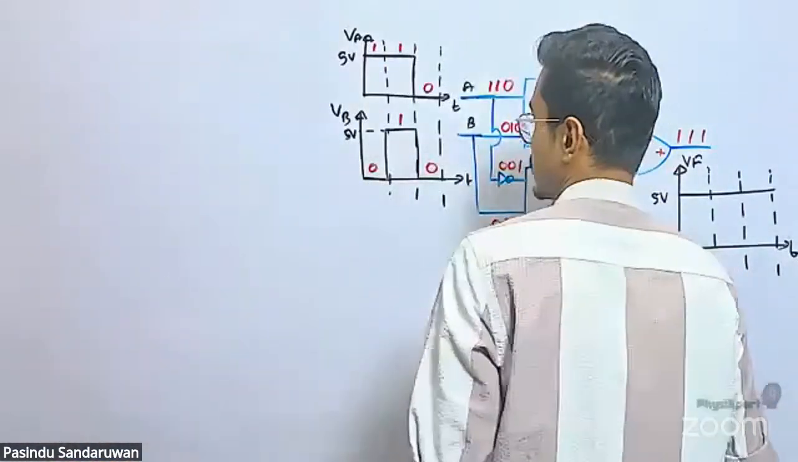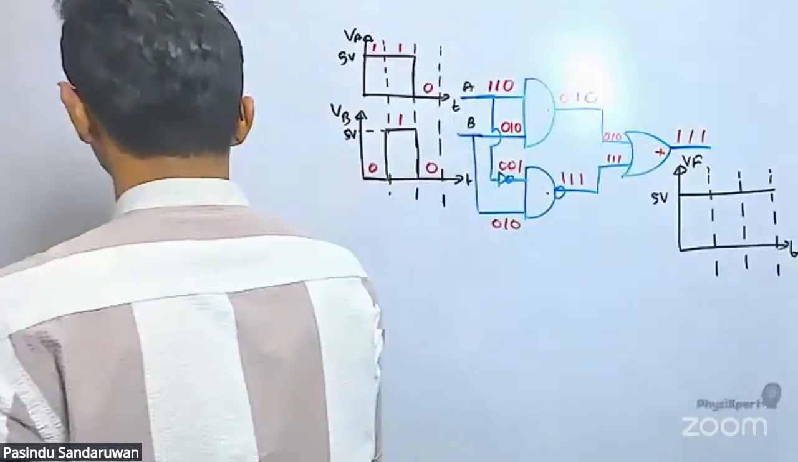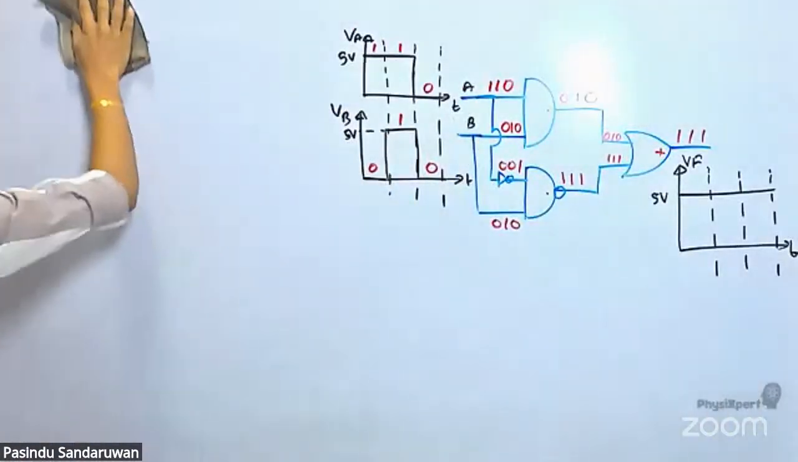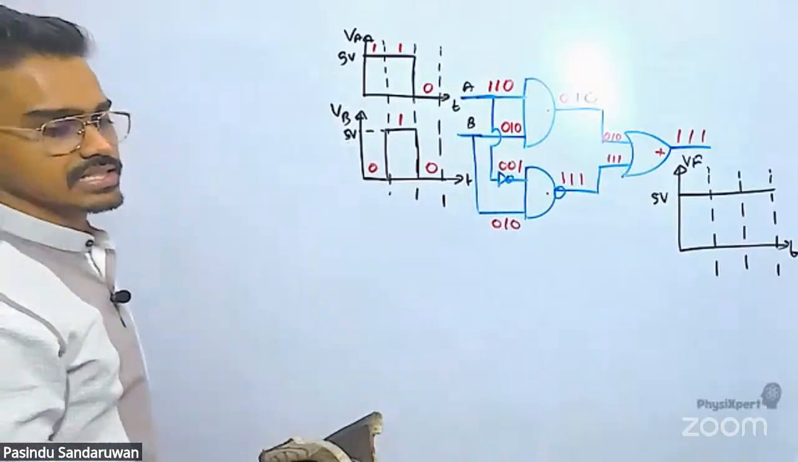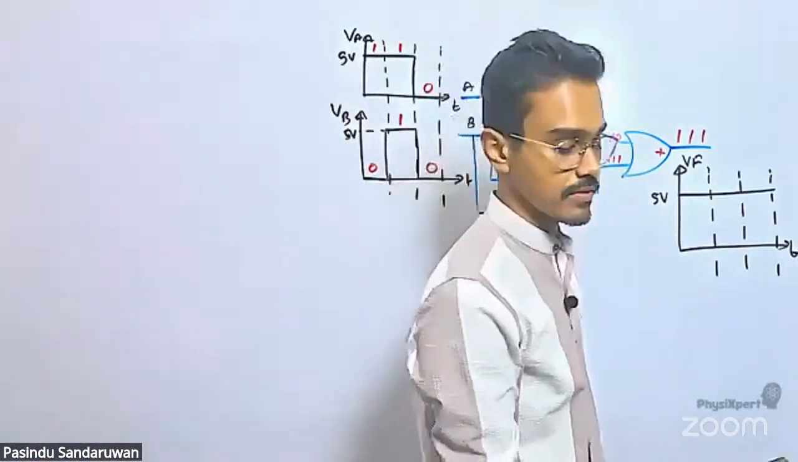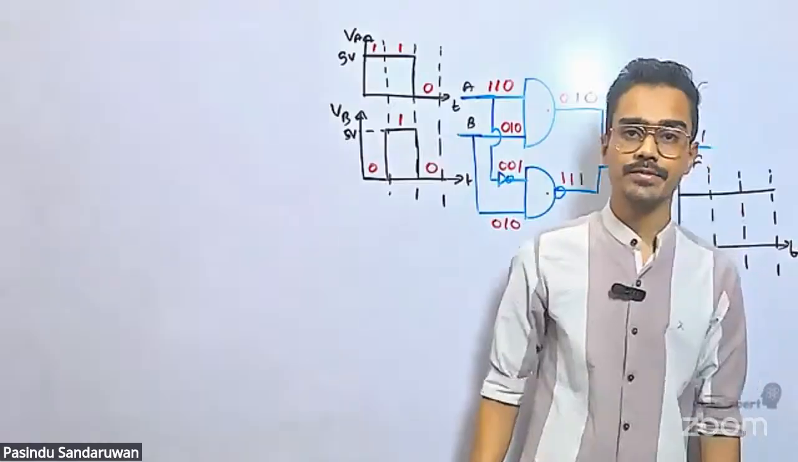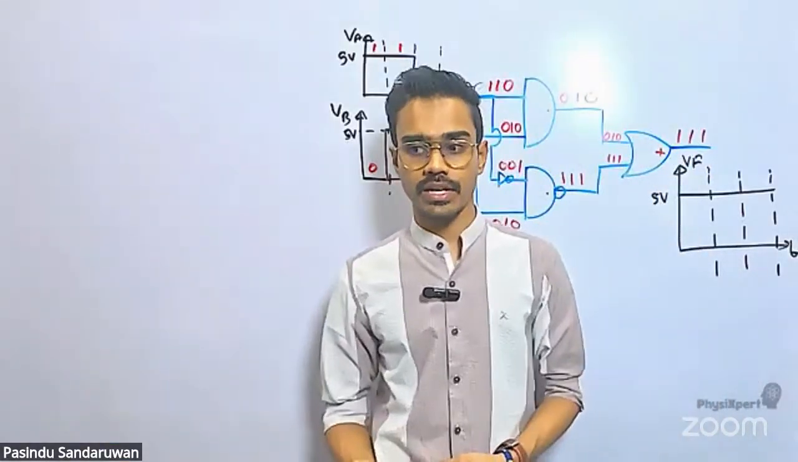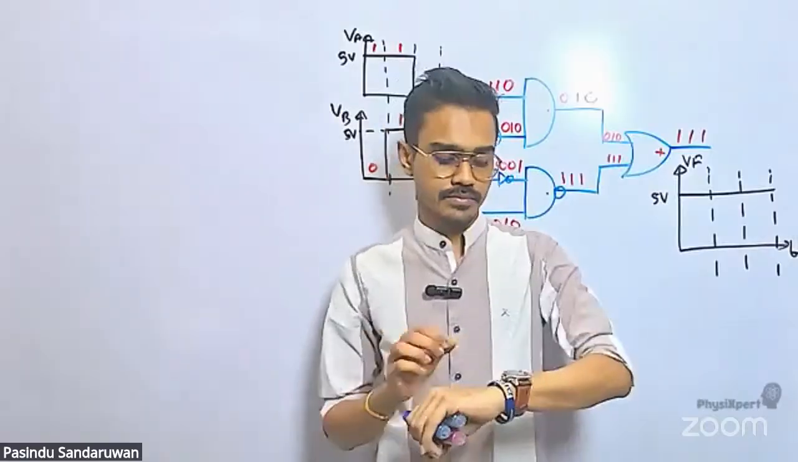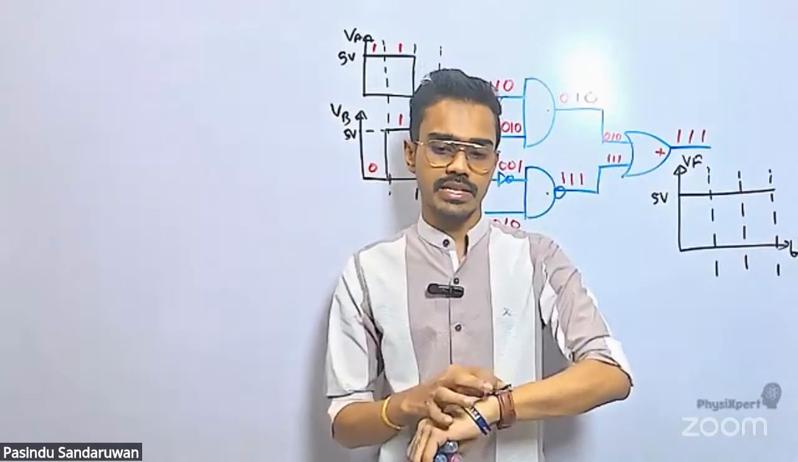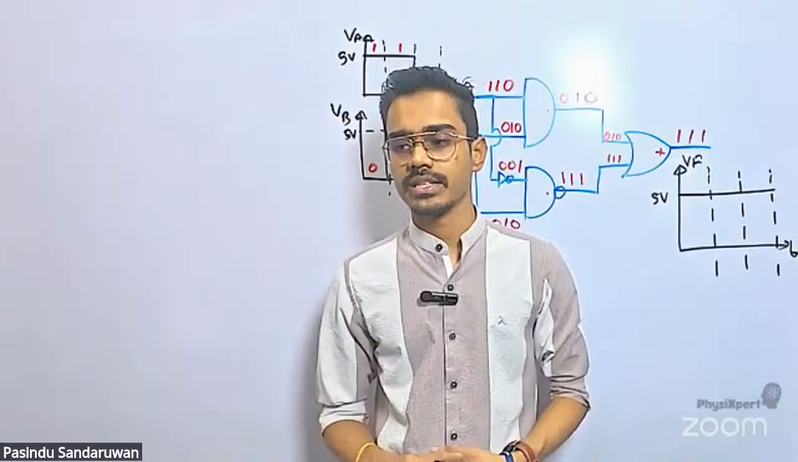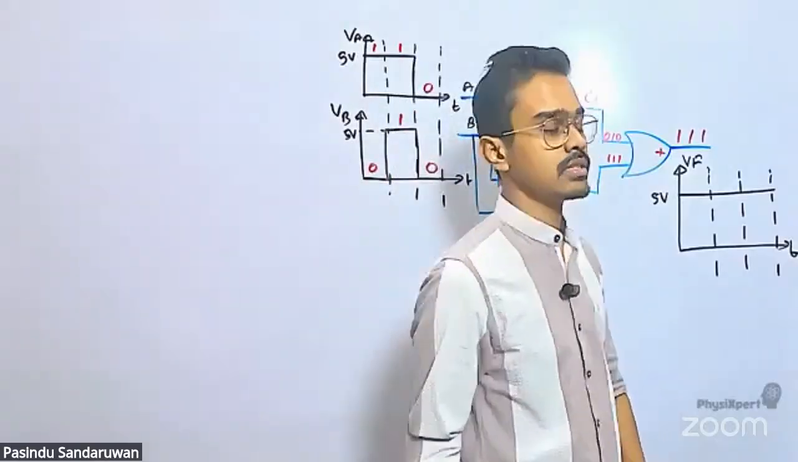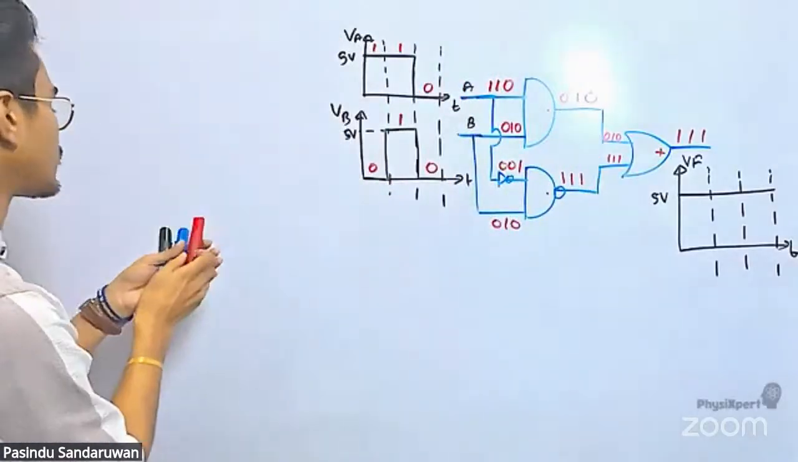Next, number 4. As number 4 write down: drawing a digital circuit for a given truth table. Right? Now, a truth table is going to be given.